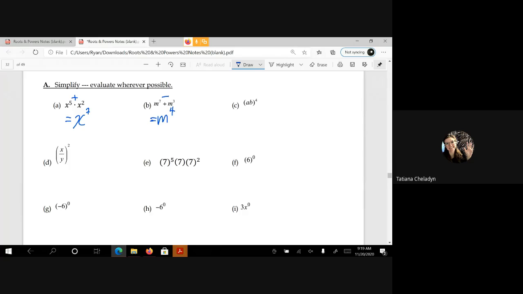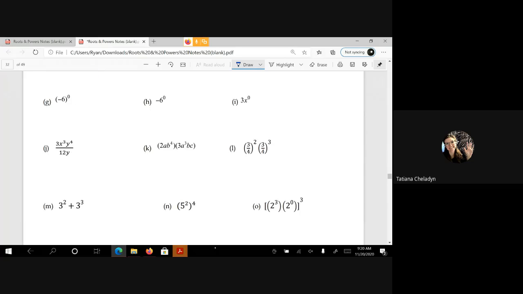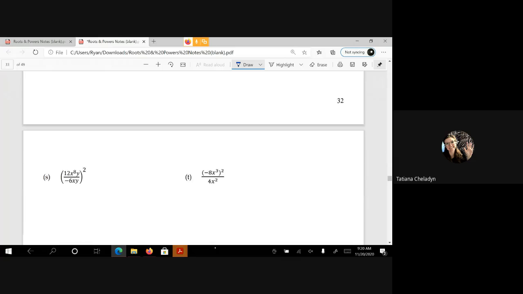Next, C. So we have a times b, both to the 4. So we know that that equals a to the 4 times b to the 4. Okay. And then D, we have x over y squared, everything squared, which we also know means x squared over y squared. Okay, so I want you to try the rest and bring your questions. There are many more here in section 6A.